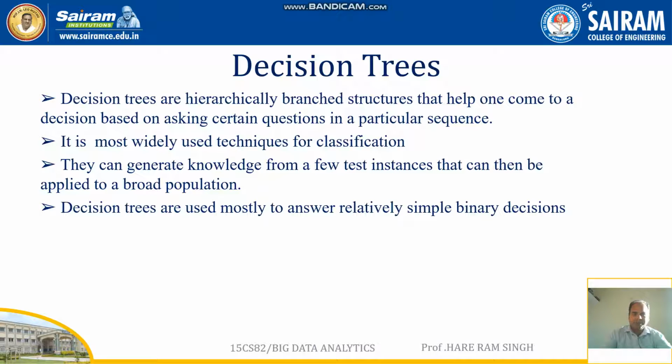Decision trees are used mostly to answer relatively simple binary decisions. So it is a kind of binary tree. One left node will be there, one right node will be there, one root node will be there, and each left node and right node will again be considered as a root node and divided into a left node and right node, and it will go on like that.